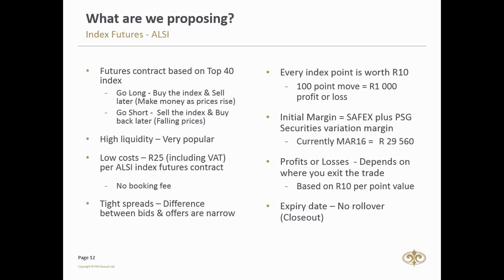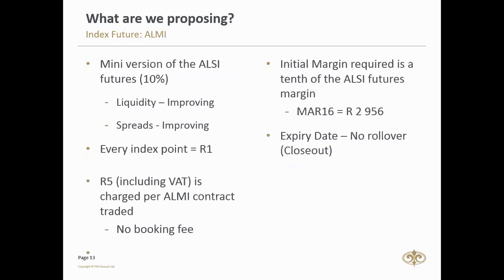Okay. So the All-Me is the mini version of the All-Z. So we're talking about 10% of that. I used the example just now, 40,000 points. So your exposure, instead of looking at 400,000 Rand, your exposure is only 40,000. Again, you're trading through a market maker. Liquidity is improving as more and more people get involved with it, and those spreads between the bids and offers are also improving. But each point in this situation is 1 Rand.